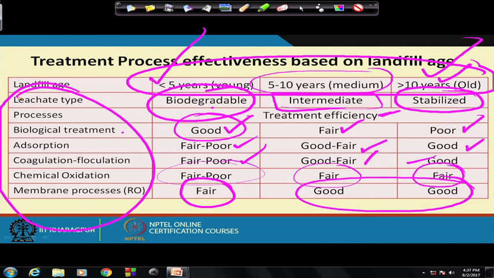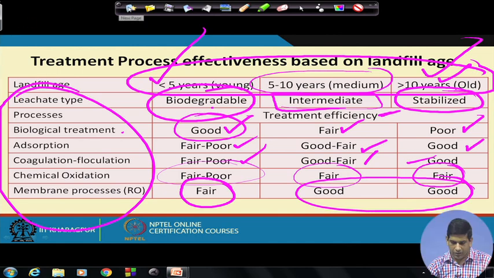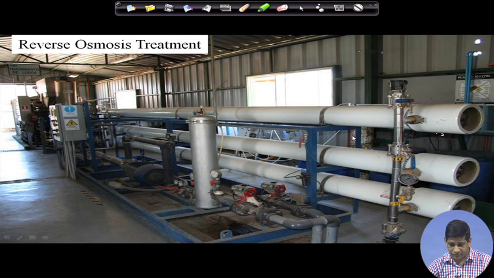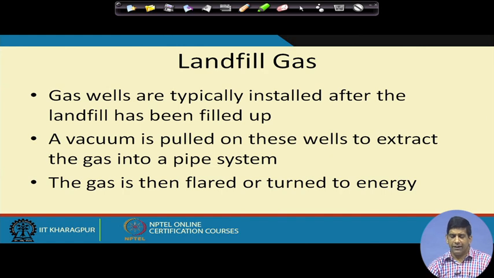So we can use different combinations in terms of the landfill treatment process. RO is used quite extensively these days, especially if you want to make water really clean, and that can be reused as potable water. So the RO system is used for that. Then the other thing is that we talked about the landfill leachate.